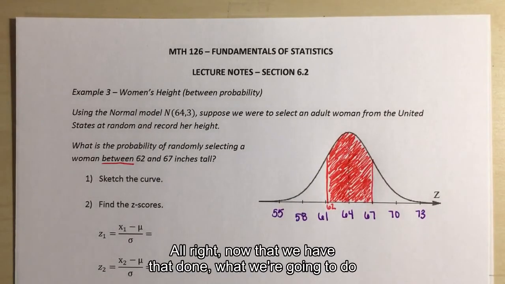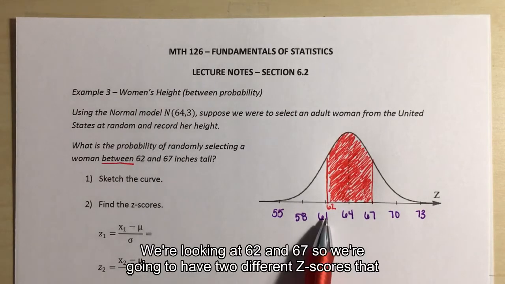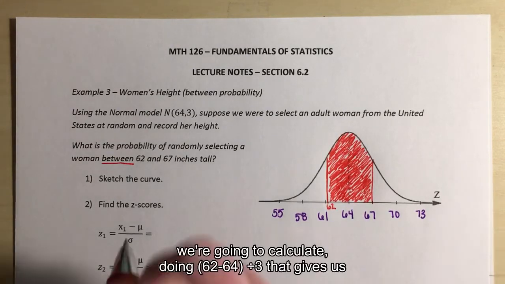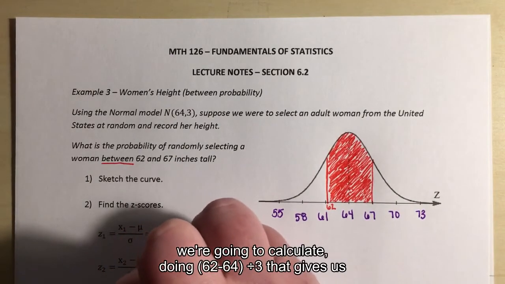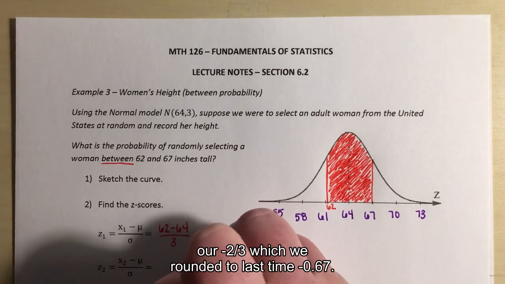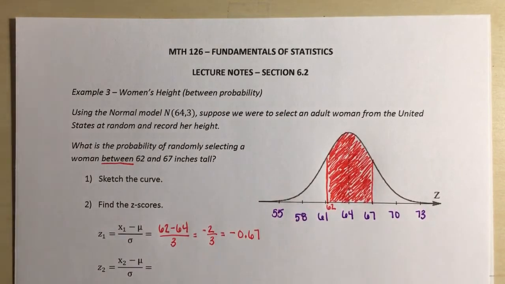Now that we have that done, we are going to find our z-scores. We have 2 values that we're looking at, 62 and 67, so we're going to calculate 2 different z-scores. Doing 62: 62 minus 64 over 3 gives us negative 2/3, which we rounded to negative 0.67 last time.